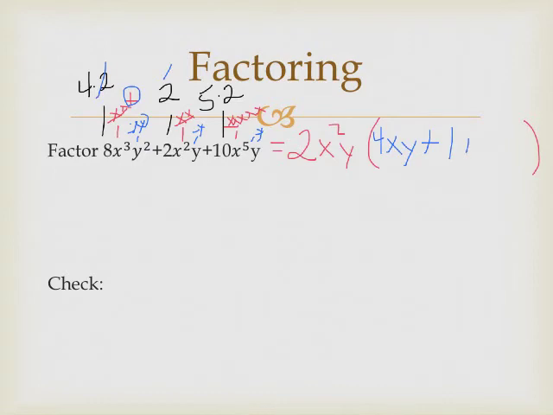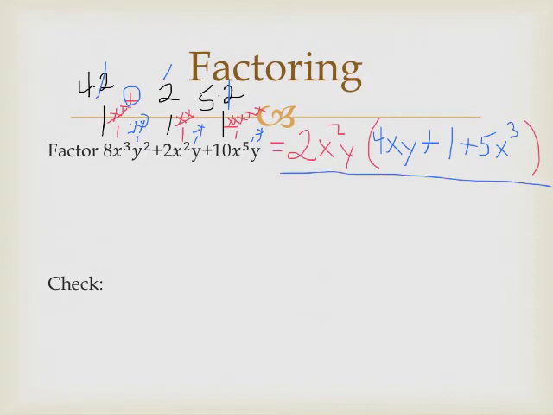And then lastly, when I factor a 2 out of 10, I'm left with 5. When I take 2 x's out of x to the 5th, I'm left with x cubed. And when I factor 1y out of 1y, all my y's are gone. So this should be my answer.